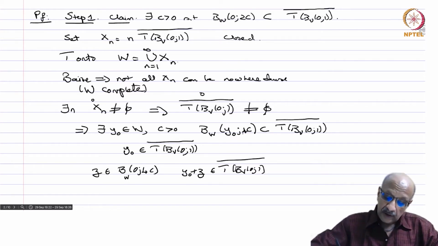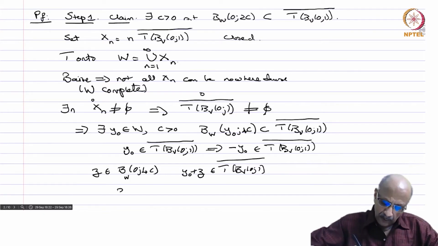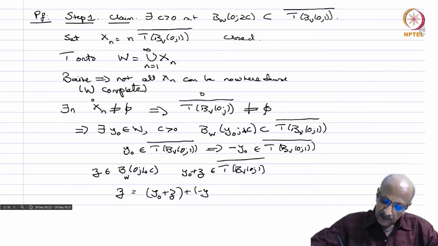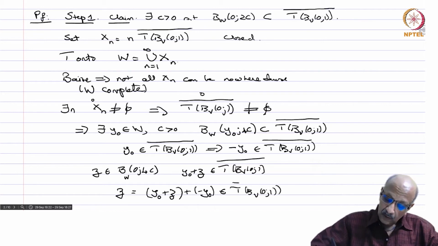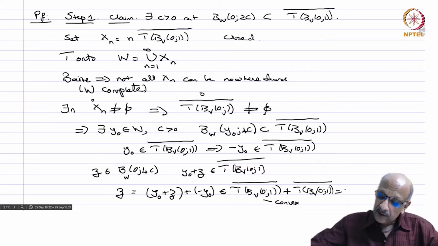Okay, now B_V(0,1) is a symmetric set and T is linear. Therefore, if y naught belongs to it, this also means that minus y naught belongs to T(B_V(0,1)) closure. So now I am going to write z as y naught plus z plus minus y naught. So this belongs to T(B_V(0,1)) closure plus T(B_V(0,1)) closure. But this set is convex because B_V(0,1) is convex, T is linear, so the image is convex, the closure is convex, and therefore by our earlier observation, this is 2 times T(B_V(0,1)) closure.